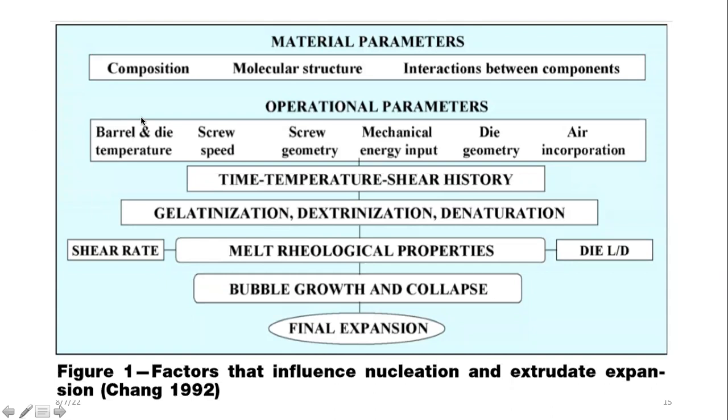You know all these things: barrel temperature, die temperature, screw speed, screw geometry, whether it is a single screw or a double screw, twin screw one, and its geometry. Is it intermeshing or non-intermeshing? Likewise, there are parameters, and mechanical energy input, the voltage and all these things, die geometry, shape of the die, material of the die, and where the die is.